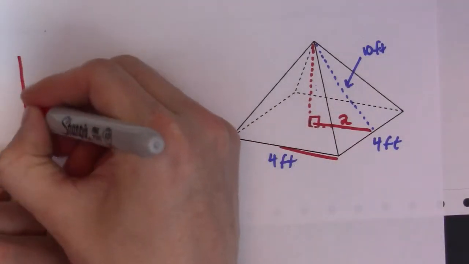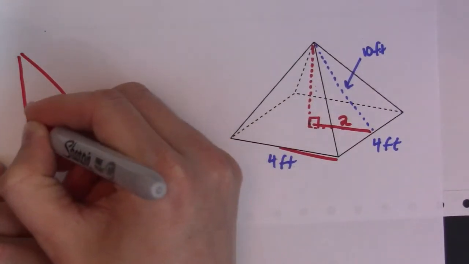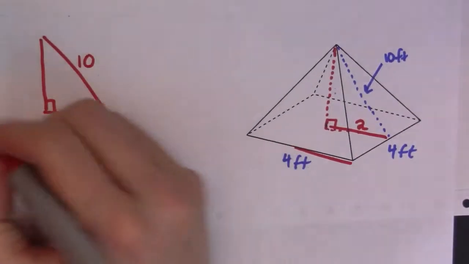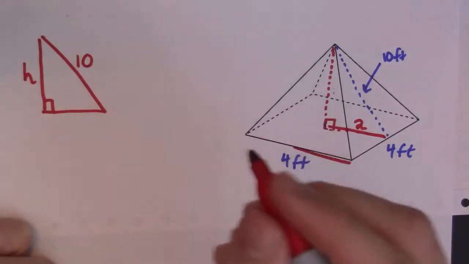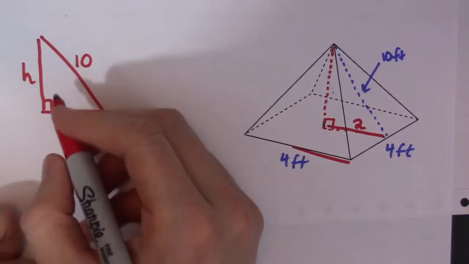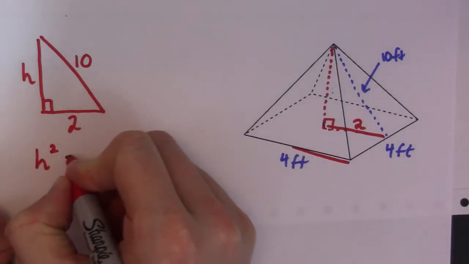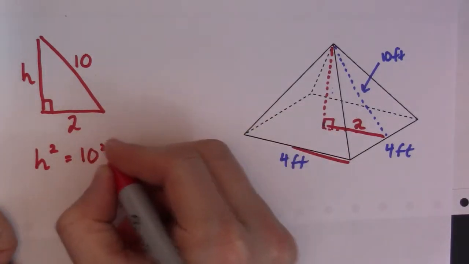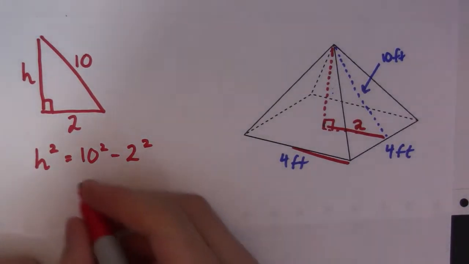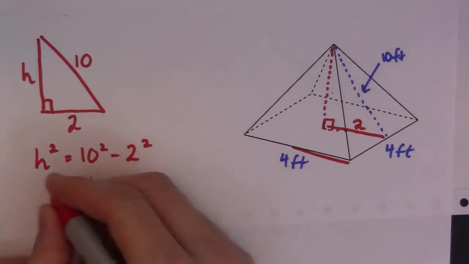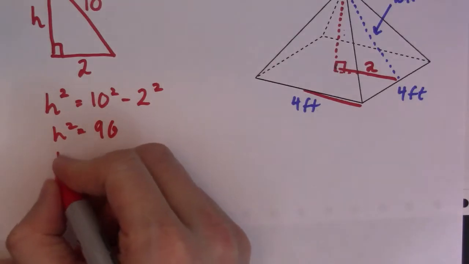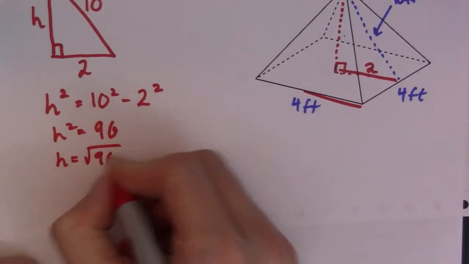I like to redraw it out here just for my Pythagorean theorem, to make sure I don't mess it up. So I have that guy. 10 is my hypotenuse. I'm looking for the height, which is h, and I'm given that 2. The thing we have to recognize here is that because we're finding a leg, we subtract the leg from the hypotenuse. So it looks like this: h squared equals 10 squared minus 2 squared. I'll skip ahead to the answer, so that's 96. 100 minus 4 is 96, and h is equal to the square root of 96.